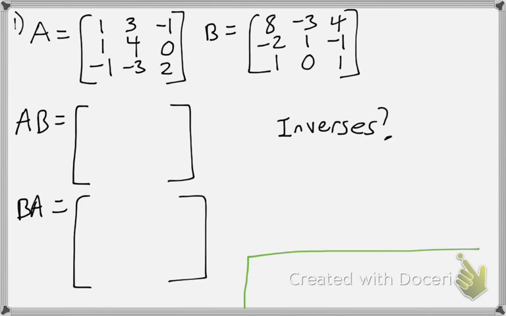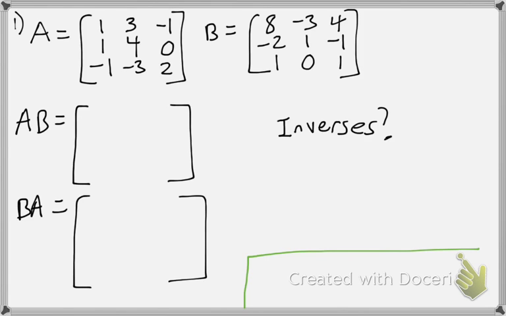Then quit out. Then go back into the matrix menu. Then go to edit, go down to B, make a 3 by 3 matrix. 8, negative 3, 4, and then quit out. And then go back into the matrix menu, and this time under names, press enter where it says A.